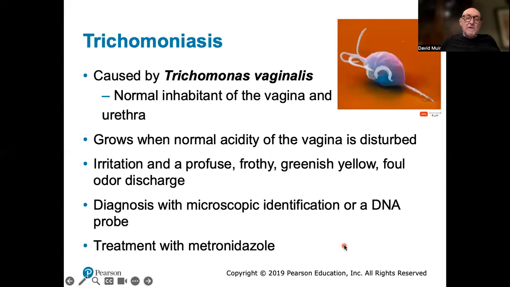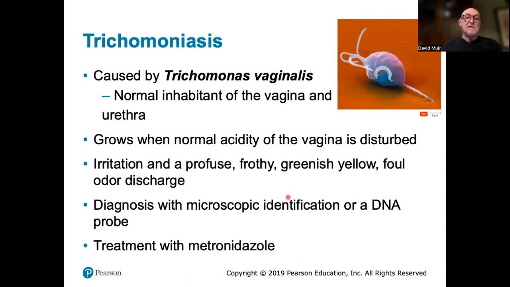And the last one to mention is not a bacterium at all. It's actually a protozoan, and this is Trichomonas vaginalis, which is a flagellate. It's a flagellated protozoan. Here it is here. And again, it can be found as a normal part of the microbiome, both of the vagina and the urethra. And it is one of the organisms that responds to changes in the vaginal pH.